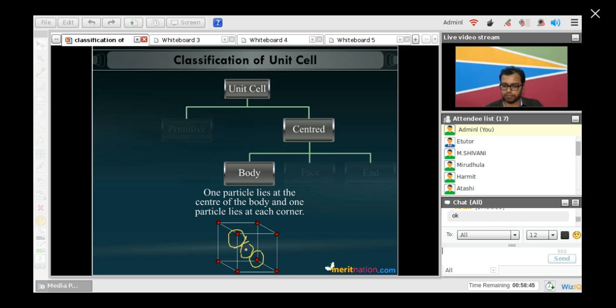Now in the body-centered unit cell, you will observe that the atoms are touching each other along the body diagonal. Is it clear to you?